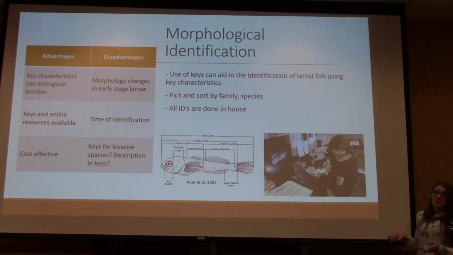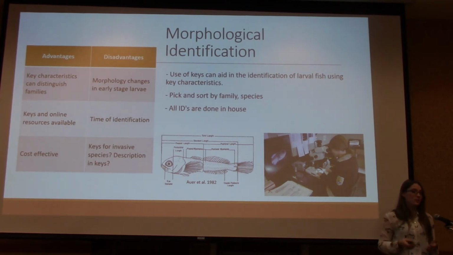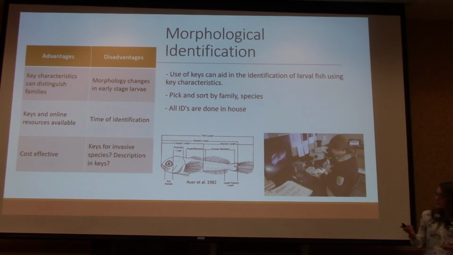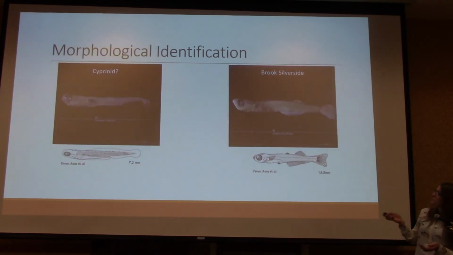And then also for my program, the keys, they're great for native fish in the Great Lakes, but that's not what I'm doing. I'm looking for the next invasive species in the Great Lakes. And so that can be a little tricky because there's not really a whole lot available to me to be able to do that. And then also sometimes the descriptions in the keys can be a little difficult.